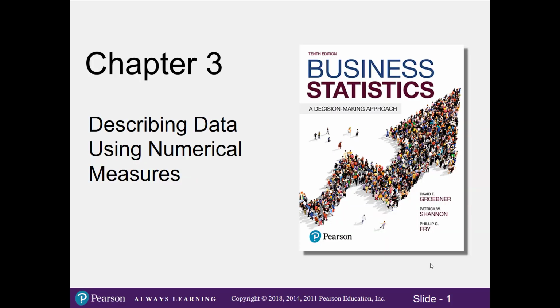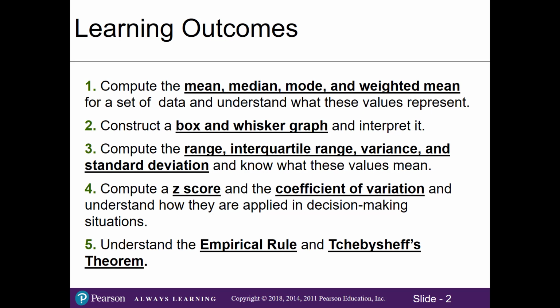Chapter 3, Describing Data Using Numerical Measures. In this video, we'll learn how to compute a z-score as well as the coefficient of variation and how to use the empirical rule and Chebyshev's Theorem.